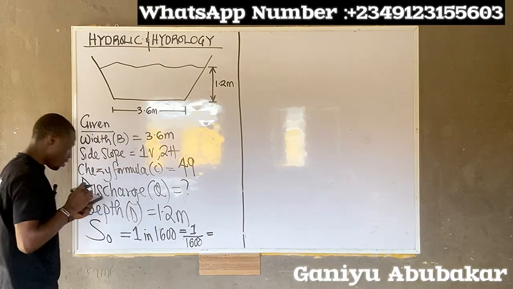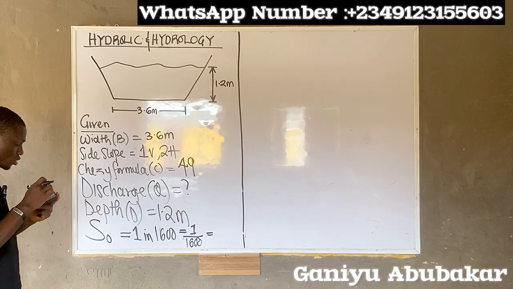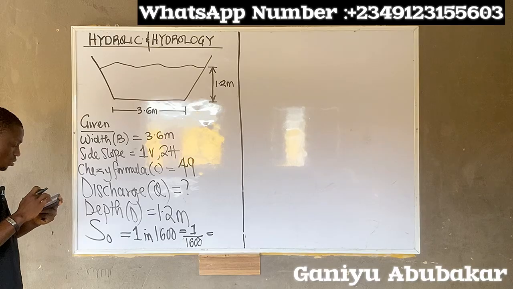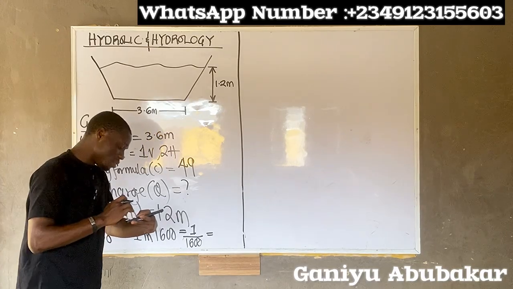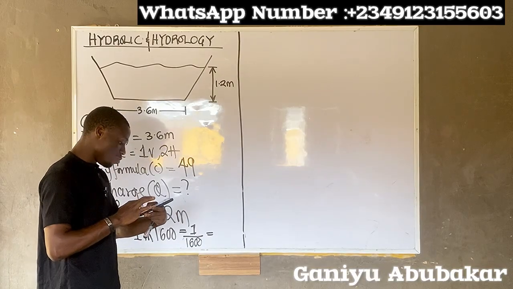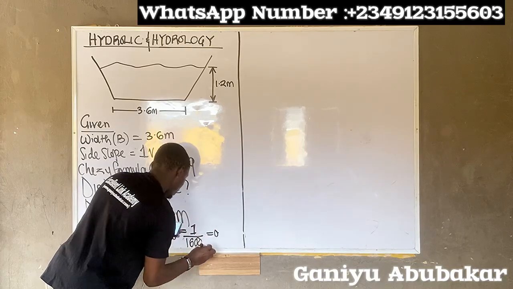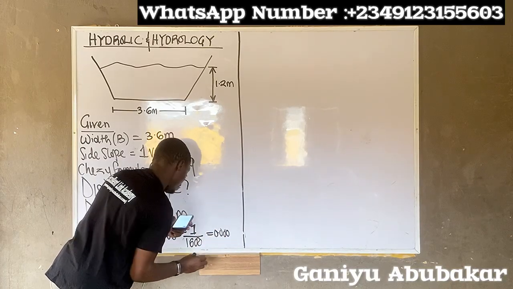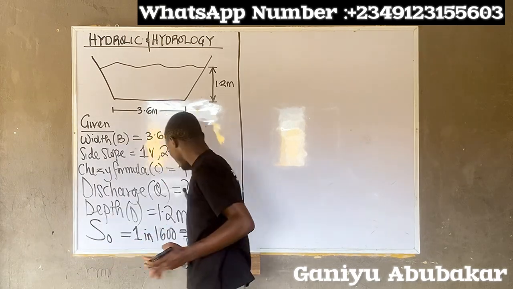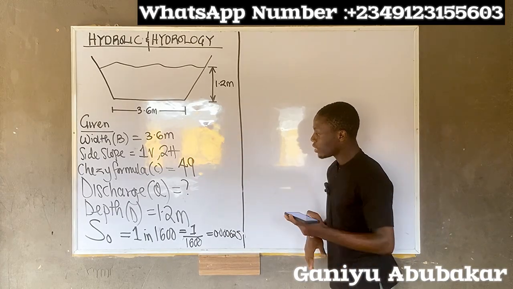If I divide 1 by 1600, this gives me around 0.000625. So the value of S naught is now this. That's all basically, so I'm good to go with these parameters.